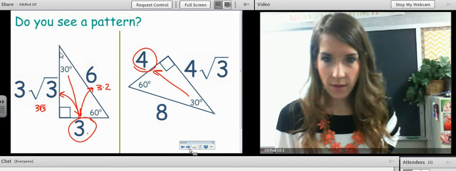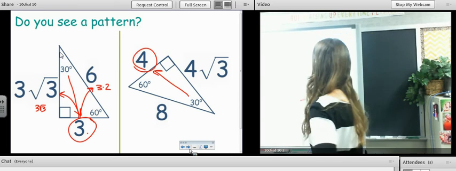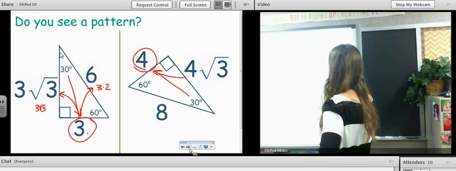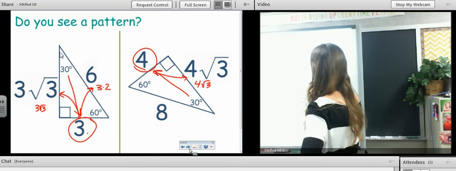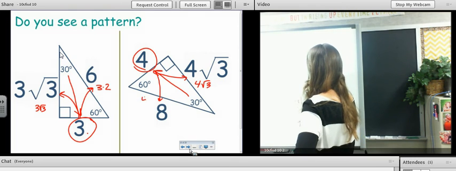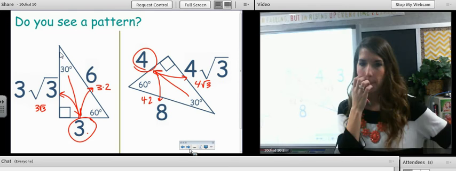Let's see if that happens in the other triangle. Look at your shortest side, it's 4. How do you get to your medium side? Take your shortest side, root 3. How do you get to your hypotenuse? Take your shortest side, times 2.